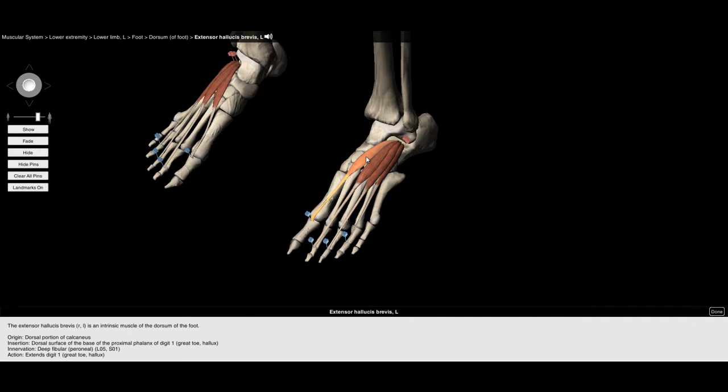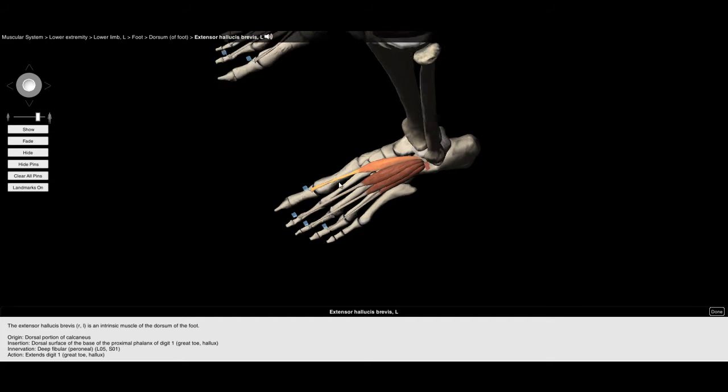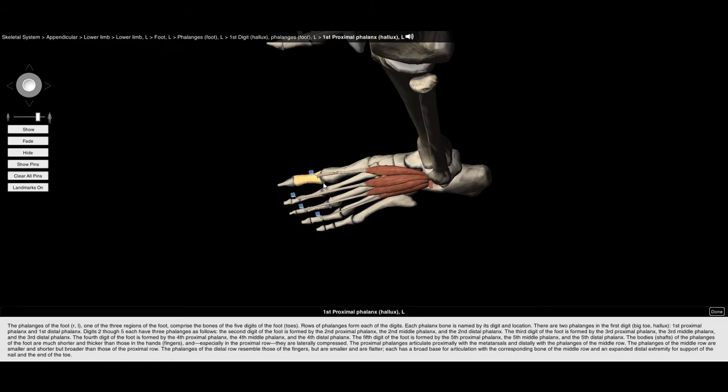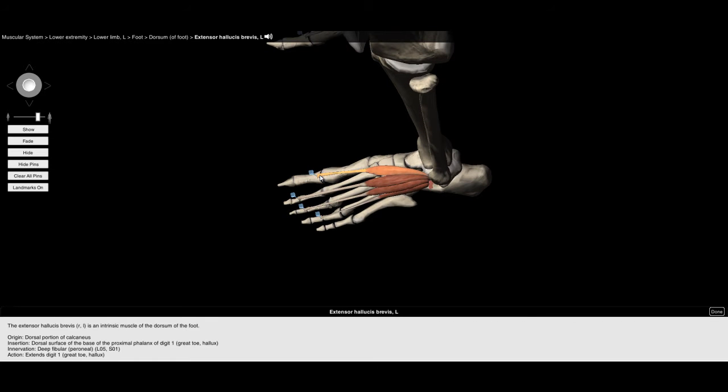I also have an extensor hallucis brevis, which attaches on the dorsal portion of the calcaneus and inserts then into the proximal phalanx of the great toe, and it's responsible for extension of the great toe, and also innervated by the deep peroneal.